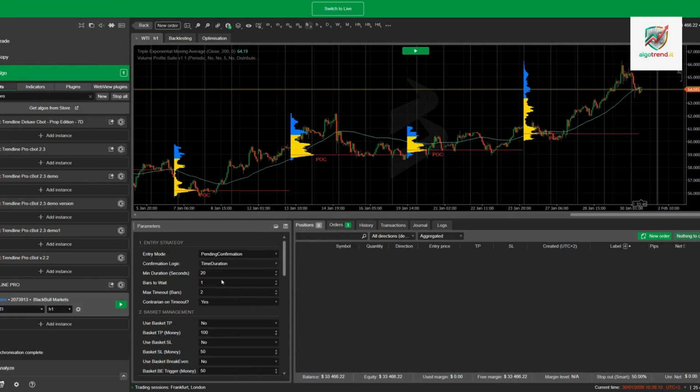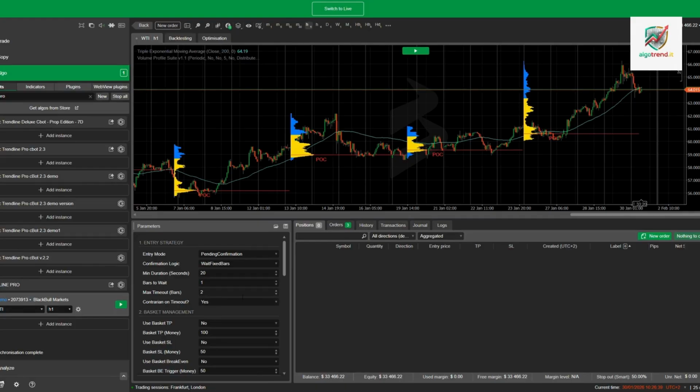Min duration in seconds, used in time duration mode to confirm sustained breakouts. Bars to wait, used in wait fixed bars logic. Max timeout bars: if confirmation does not occur within this number of candles, the setup expires. Contrarian on timeout: if a breakout fails, the bot can open a reverse trade to capture rejection moves.